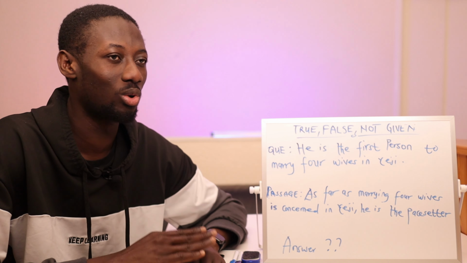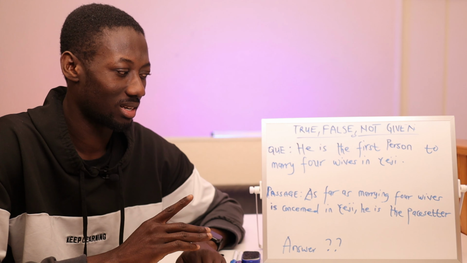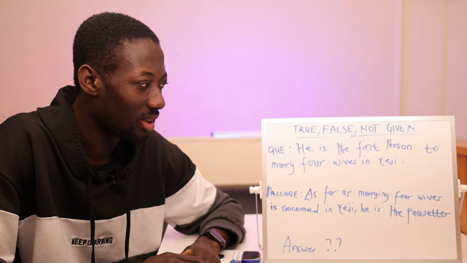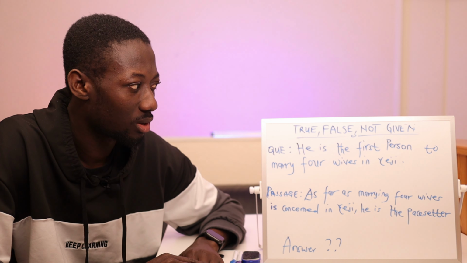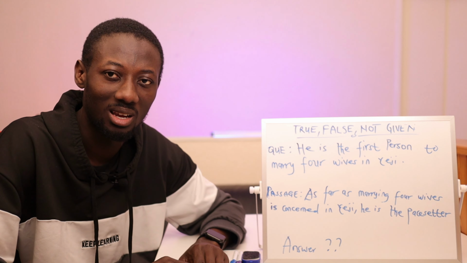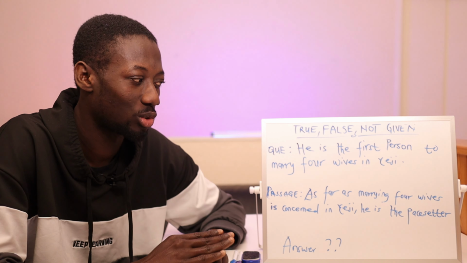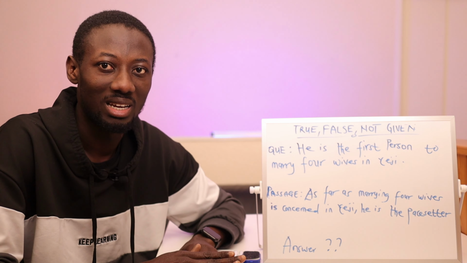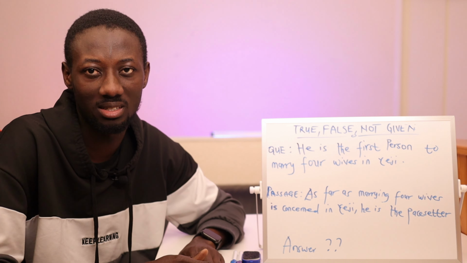Now we are going to quickly look at two examples for this session. Example one: assuming the question is that he is the first person to marry 4 wives in Yeji. I'm repeating the question. The question is that he is the first person to marry 4 wives in Yeji. So the question is emphatic that he is the first person to marry 4 wives in Yeji.